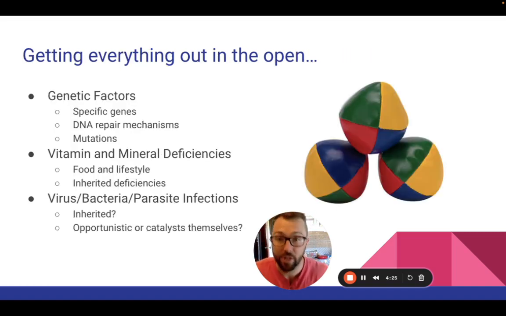So from genetic factors, are we talking about specific genes? What mutations? And is it the gene itself, or is it the genes regulating, repairing the genes, right? So are we coming under fire and not being able to repair our DNA, or is it the DNA itself that is causing issues? From an environmental standpoint, are we dealing with vitamin and mineral deficiencies, right?